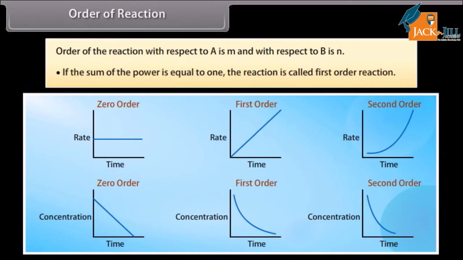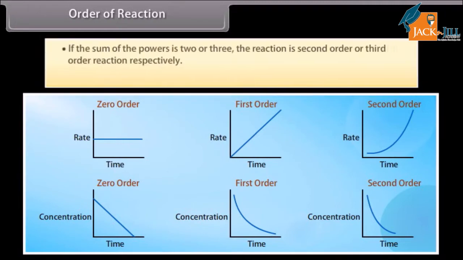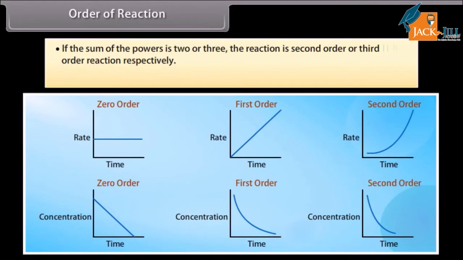If the sum of the powers is equal to 1, the reaction is called a first order reaction. If the sum of the powers is 2 or 3, the reaction is second order or third order reaction respectively. The order of a reaction can also be zero or fractional.